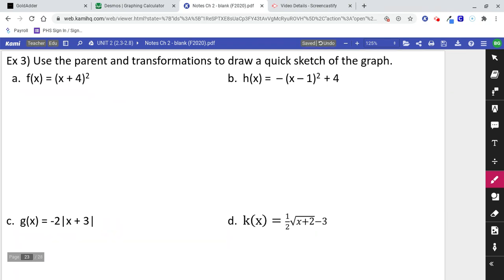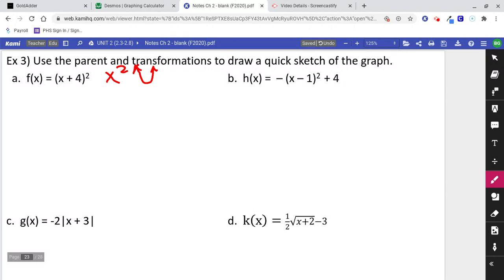Number 3, use the parent and transformations to draw a quick sketch of the graph. So this is where we have to go back, and I told you to memorize those shapes, okay? The parent function is x squared, and so you're supposed to have memorized that this is a parabola. So when they say use the parent, they're saying, I know this is a parabola, okay? And the transformations to draw a quick sketch.